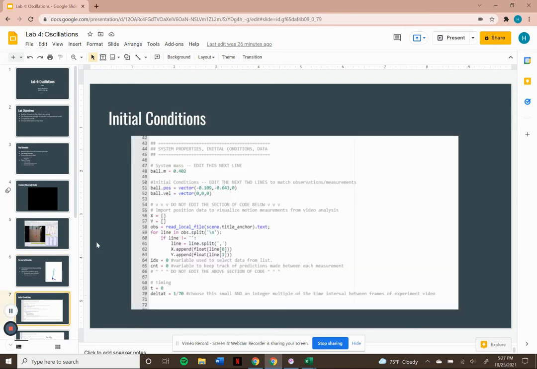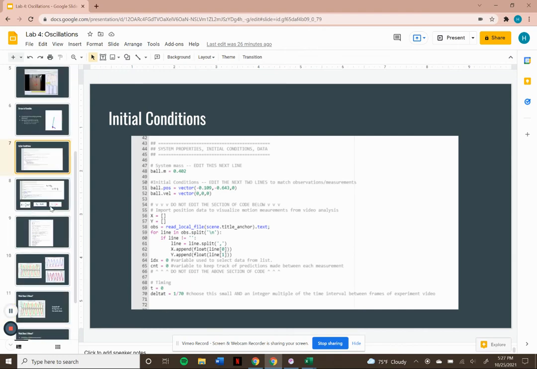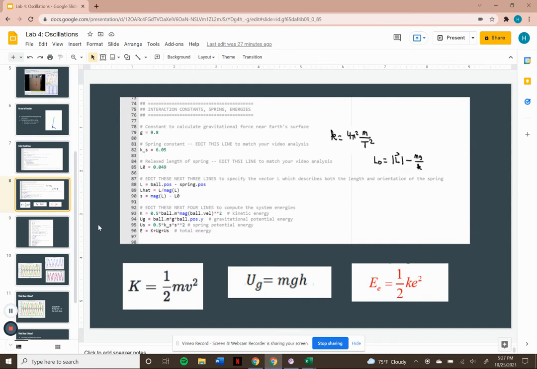There are some initial conditions that we have to consider: its mass, which is 0.402 kilograms, which is given; its position, which I established from the first position that is tracked in the Tracker model; and a velocity and time of 0. And then we have delta t, which is small enough to create accurate results. For our calculations, we have to consider some constants, which is the gravitational constant, 9.8 meters per second squared.